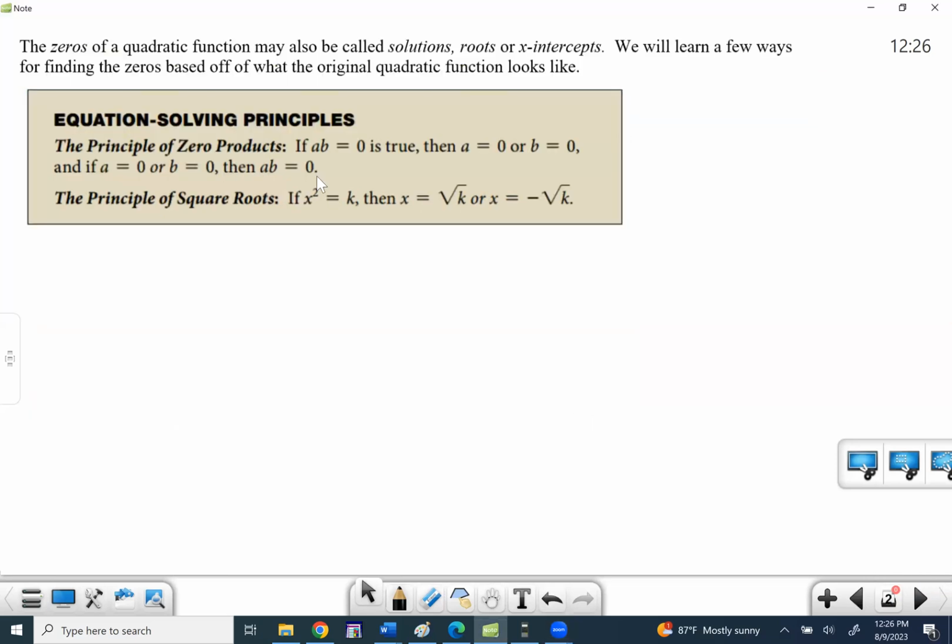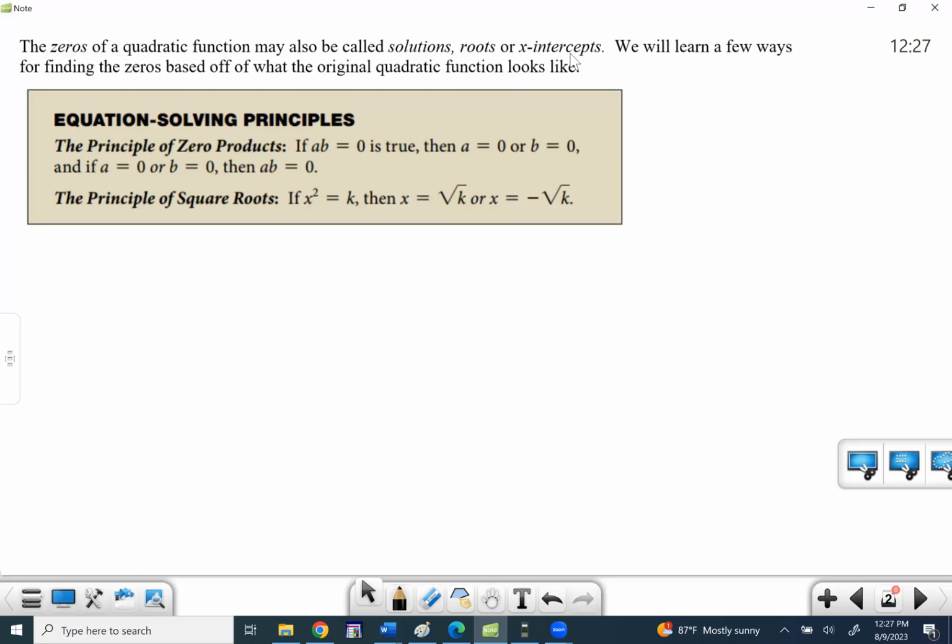Okay. Now, you'll see the language change on some of the directions, and I just want to make sure it doesn't throw you off. All of these words mean the same thing. If they're asking for the zeros of a quadratic function, those can also be called the solutions, the roots, or the x-intercepts. So that's 4 names for the same exact thing: a zero, a solution, a root, or an x-intercept.